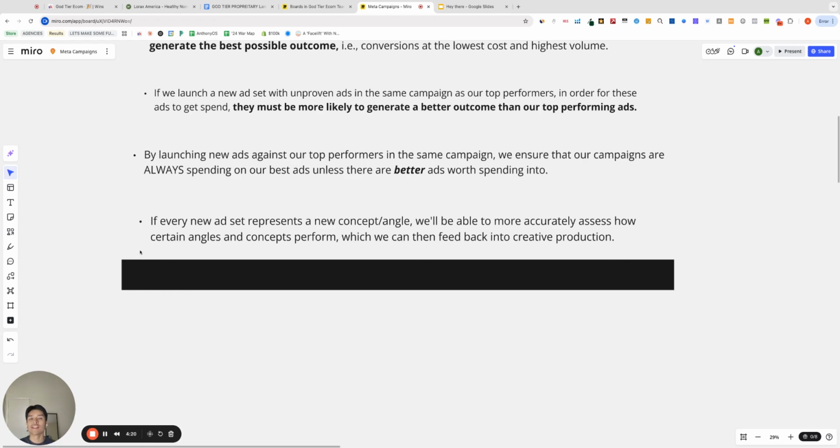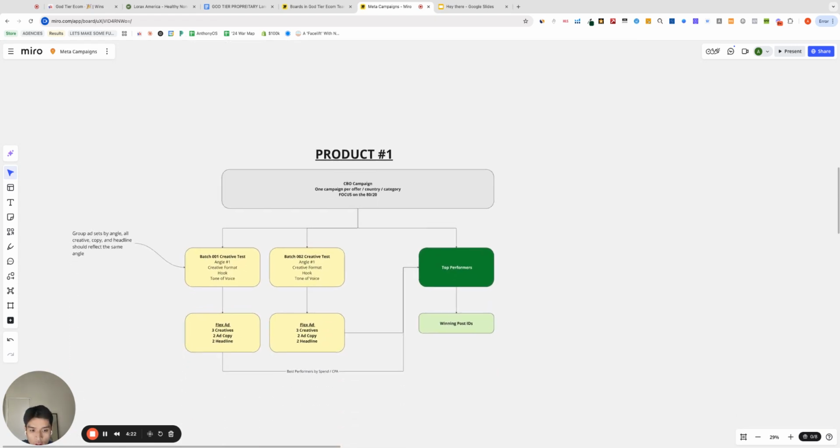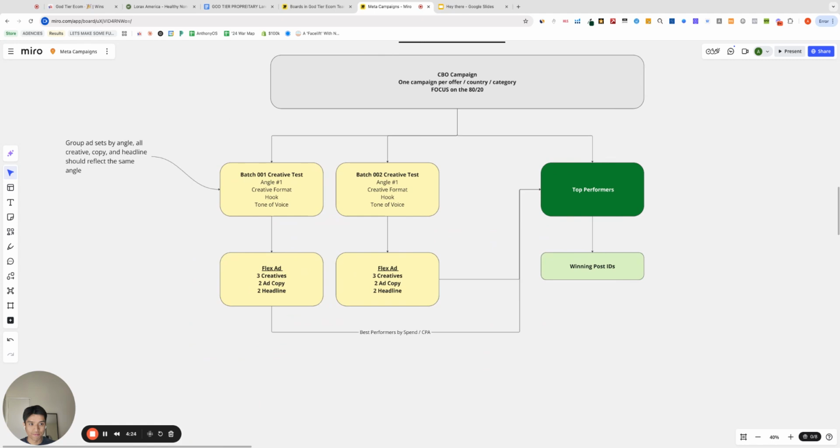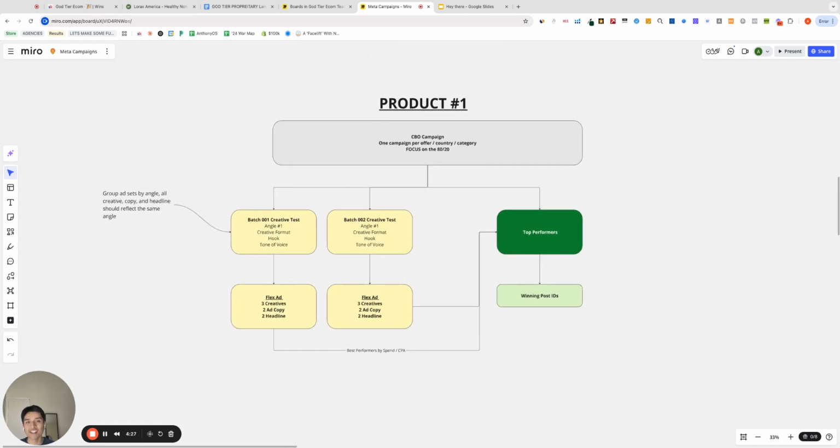So what does this campaign structure and setup look like? Well, here it is. And if this looks simple, that's because simple works and simple scales. Simple also means less stress, less management, and less money burning in your pocket. So this is how we set it up. One CBO campaign for every single product or offer, country, or product category as well.